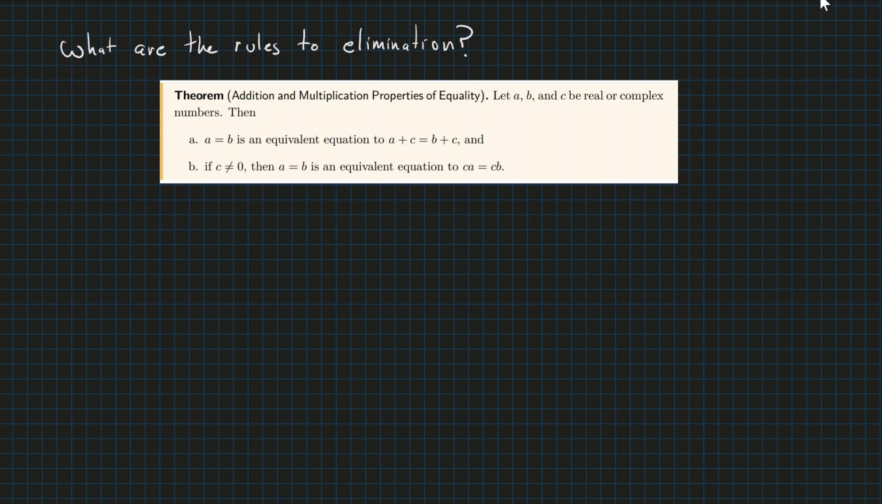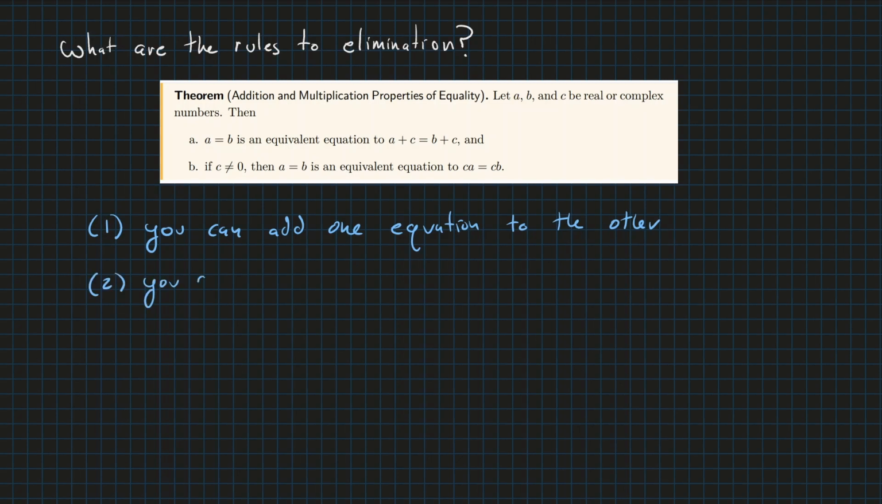And so the rules are, 1, you can add one equation to the other. So like what we did in the very first one is that we added the two equations together. The second one is that you can multiply one or both equations by a non-zero number.